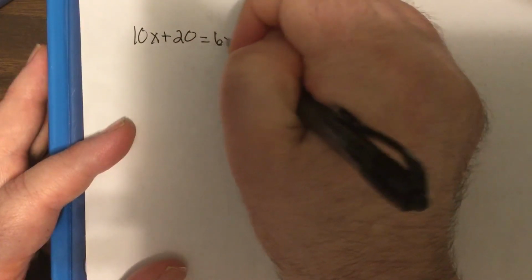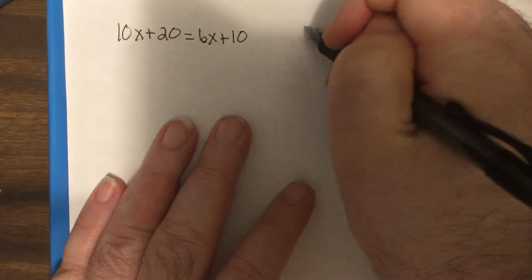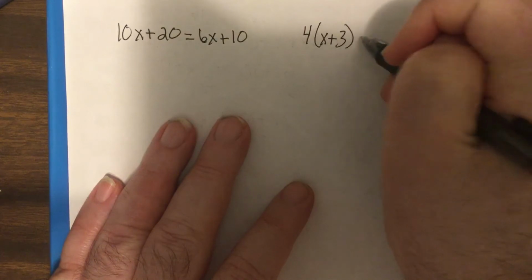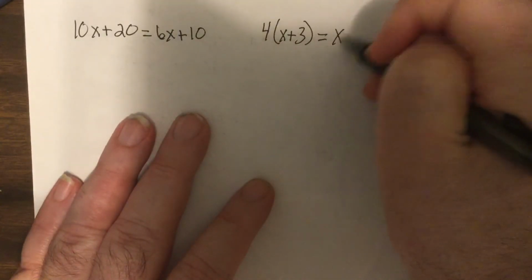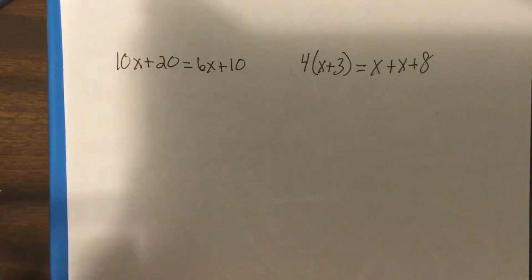Do 10x plus 20 equals 6x plus 10. And do 4x plus 3 equals x plus 8. So do those 2 and then turn me back on.